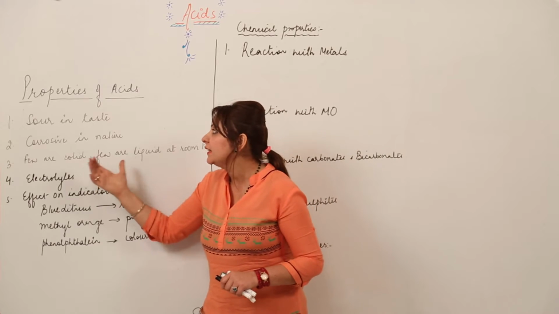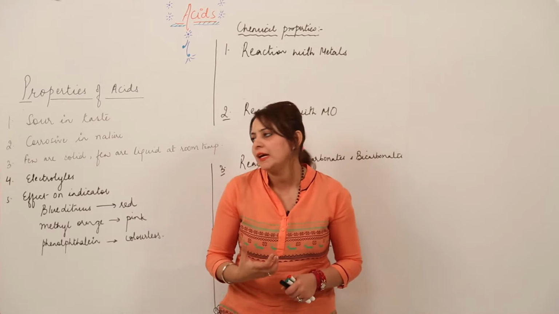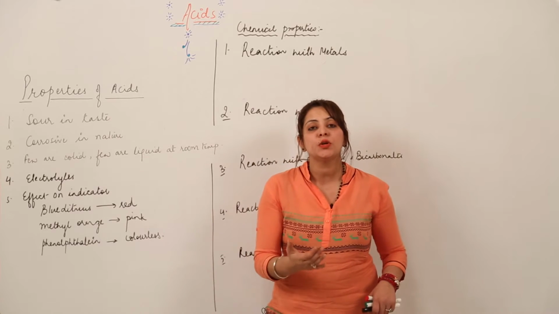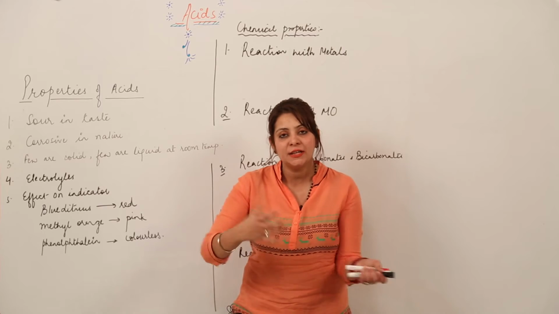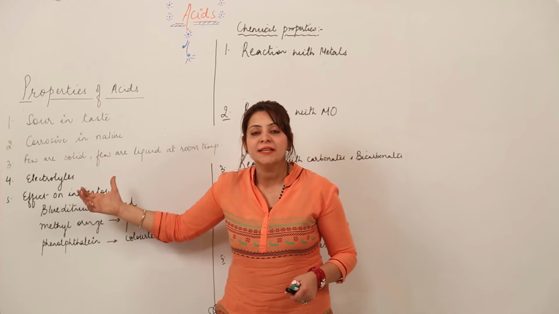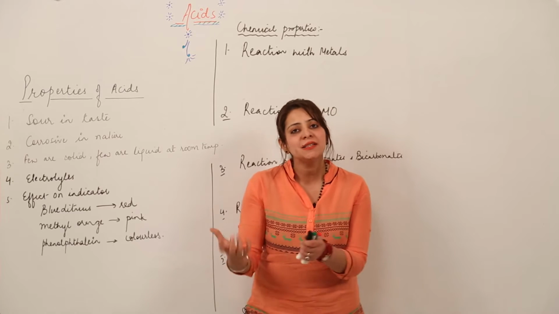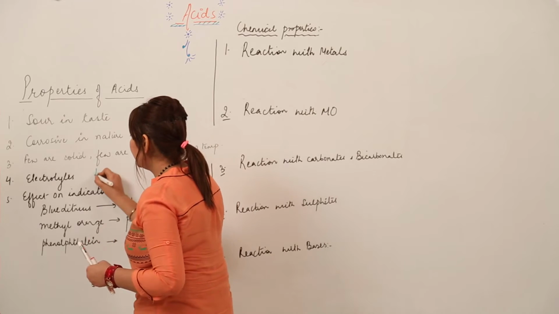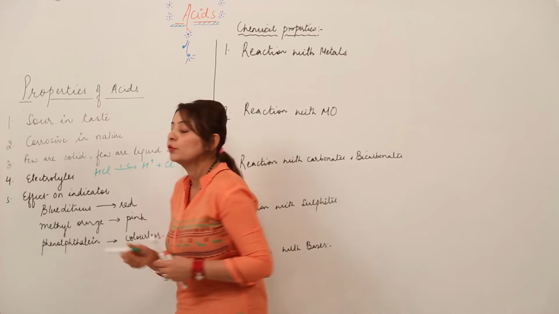Third, acids are liquid at room temperature, but we have a few acids which exist as solids as well. And acids act as an electrolyte. Do you know what an electrolyte is? An electrolyte is a substance which, when electricity is passed through it, gets dissociated into ions. So it is an electrolyte. That means the aqueous solution of an acid is a good conductor of electricity. When we pass electricity through it, it gets dissociated into ions. As I am showing you here, suppose I have hydrochloric acid. When we pass electric current, it gets dissociated into its respective ions.